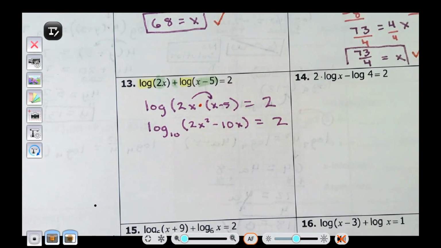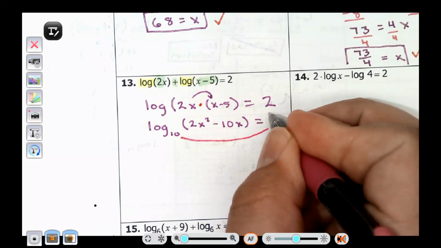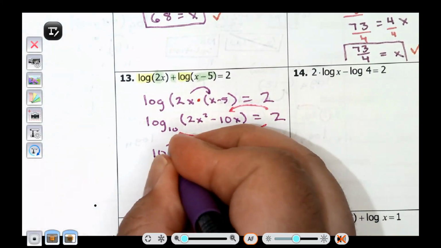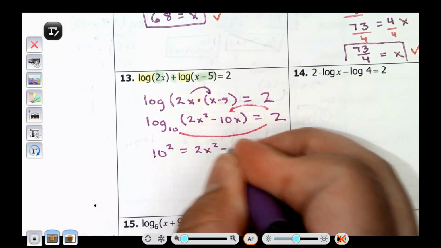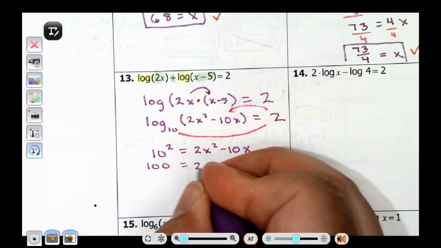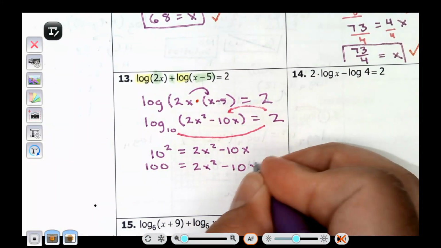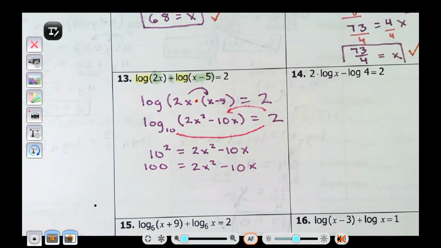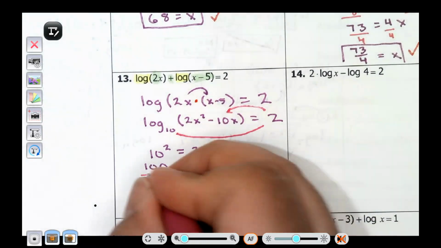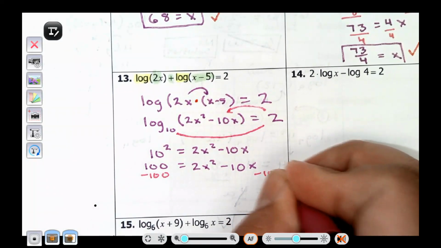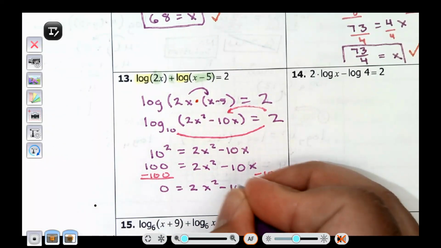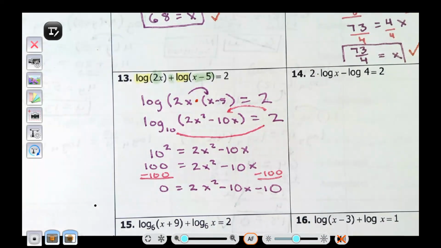So now it's ready for me to write it as an exponential. So we're going to go this way here. All right, 10 to the power of 2 is equal to 2x squared minus 10x. This, of course, is 100, is equal to 2x squared minus 10x. All right, let's keep it going. It is a quadratic, so like we mentioned earlier, we have to set it equal to 0. So I'm going to subtract my 100. All right, so there it is. 0 is equal to 2x squared minus 10x minus 100.